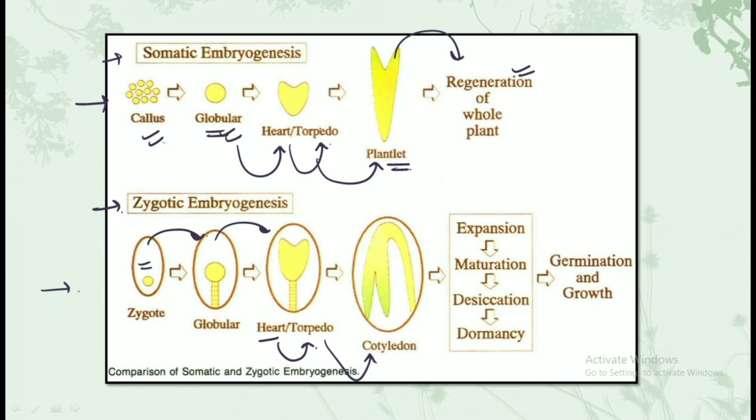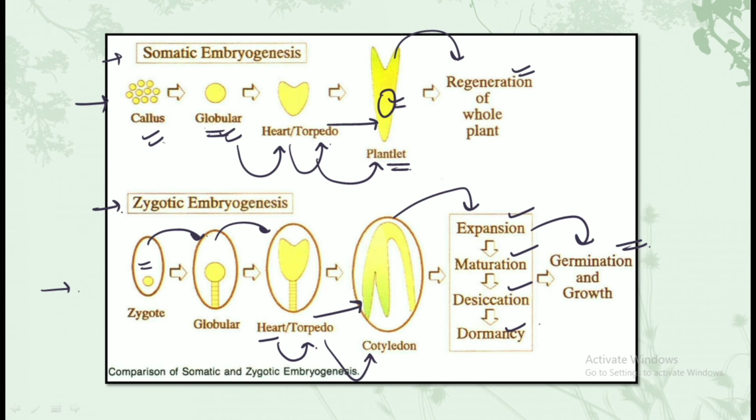In the first case, after the torpedo, we finally had the formation of the plantlets, but in case of the zygotic embryogenesis, this torpedo gets converted into the cotyledon, and after the formation of cotyledon, this cotyledon undergoes 4 steps, that is expansion, maturation, desiccation and dormancy. And after this cotyledon has finally succeeded in forming these 4 steps, we have the germination and the growth of the plantlet. Make sure you remember the difference of each one of them and what these stages are.